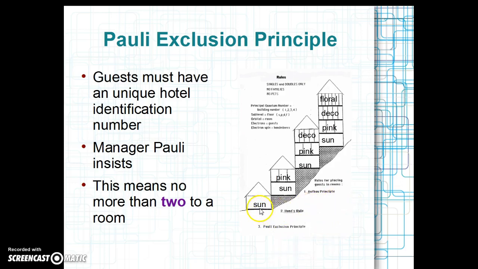We'll call these rooms the sun room on the first energy level. There's also a sunroom on the second, third, and fourth energy level. Then there's the pink rooms, and there are 3 identical rooms here on the second, third, and fourth energy level. The deco rooms only start in the third house, or third energy level, and the floral rooms only start on the fourth house, or fourth energy level.